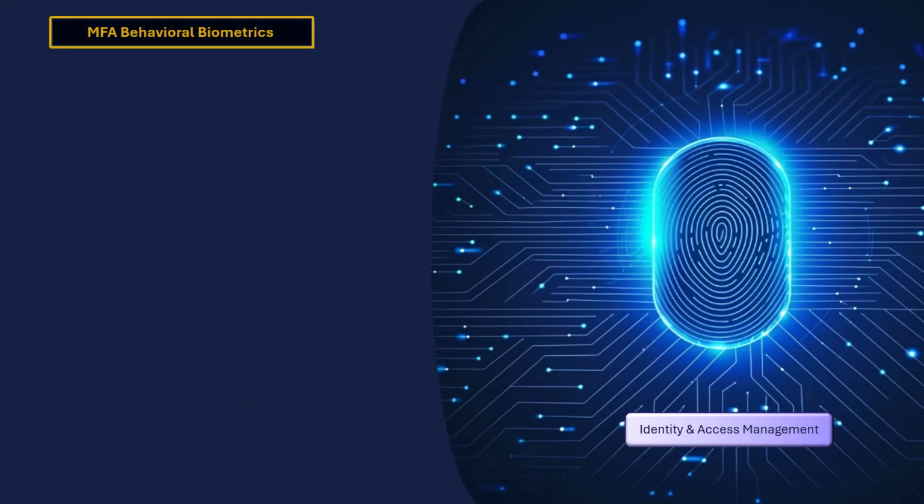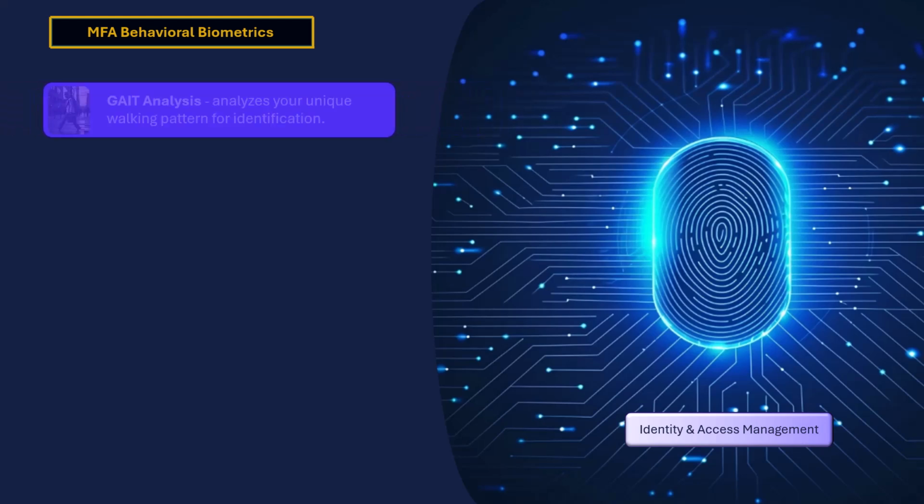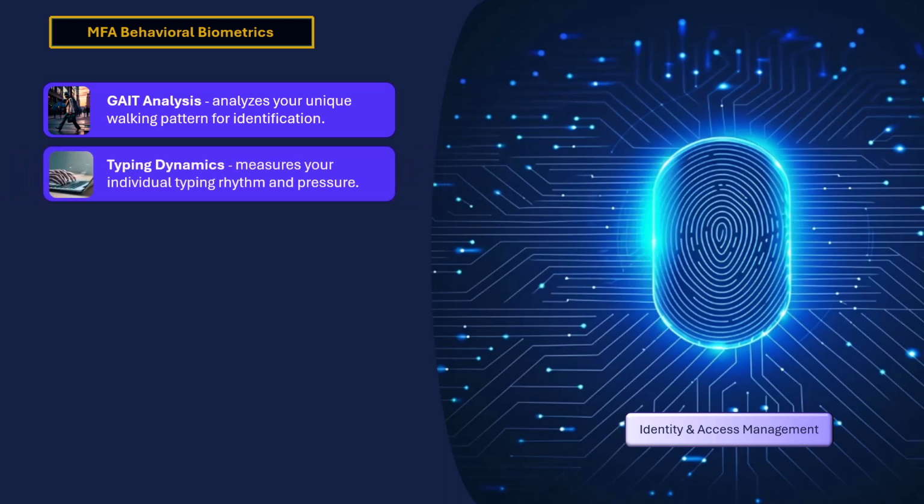Let's take a look at some MFA behavioral biometrics. First, gait analysis. This analyzes your unique walking patterns to uniquely identify you. Typing dynamics measures your individual typing rhythm and pressure, and this is recognized as an identifier of the way you type.